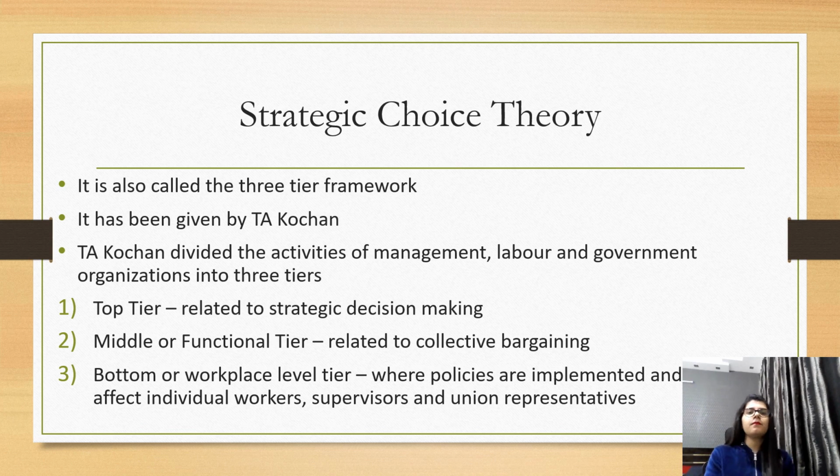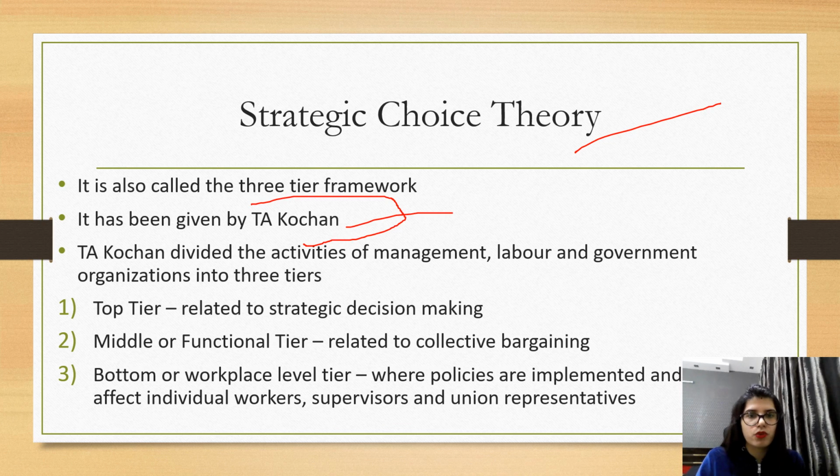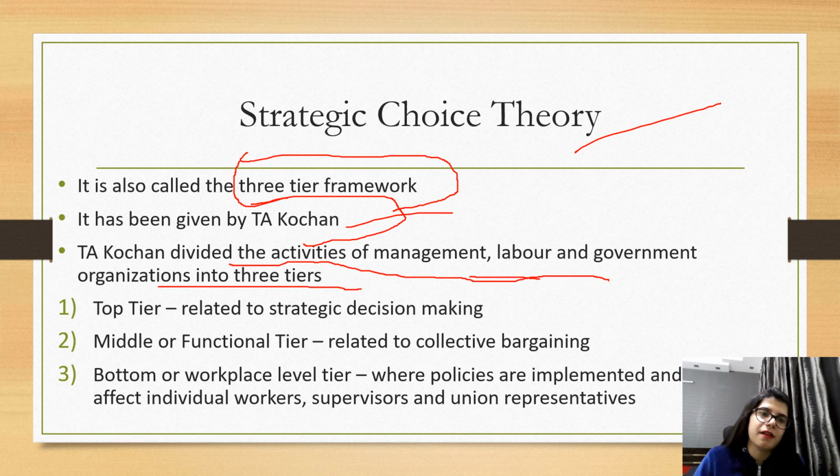Okay. Now next comes the strategic choice theory. So first of all, it has been given by Kochan, T.A. Kochan, and it is also called the 3-tier framework. This is also studied in management as well बच्चों. So इसमें क्या होता है, T.A. Kochan ने ना डिवाइड की थी मैनेजमेंट की एक्टिविटीज, see the activities of management, labour and government into 3 tiers. इसने 3 tiers में डिवाइड की थी, टॉप टियर, मिडिल और फंक्शनल टियर, बॉटम और वर्क प्लेस लेवल टियर.